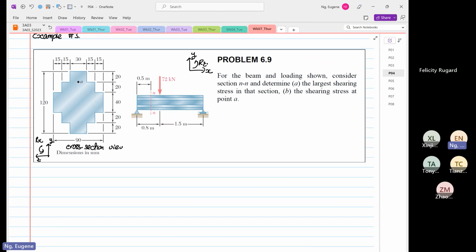We know that the shear stress, or shear xy, is equal to Vy over Izz, Qz over T, where T is dependent on the section of interest. Before we go on, we have to know where our Vy is first. We have to know what our Vy is first. So we have to determine Vy.